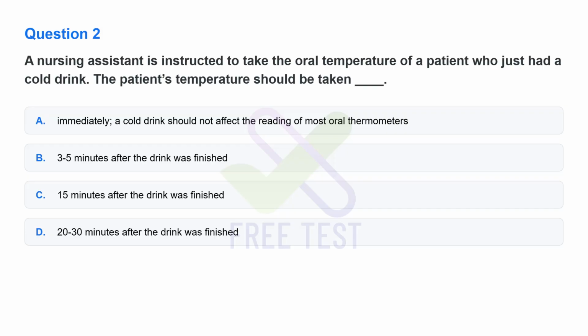A nursing assistant is instructed to take the oral temperature of a patient who just had a cold drink. The patient's temperature should be taken. A. Immediately, a cold drink should not affect the reading of most oral thermometers. B. 3 to 5 minutes after the drink was finished. C. 15 minutes after the drink was finished. D. 20 to 30 minutes after the drink was finished.